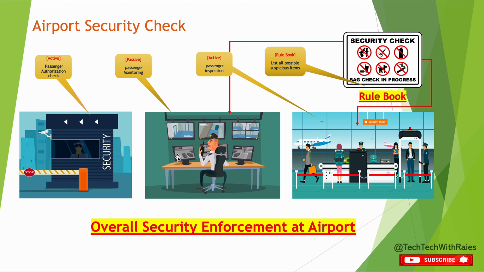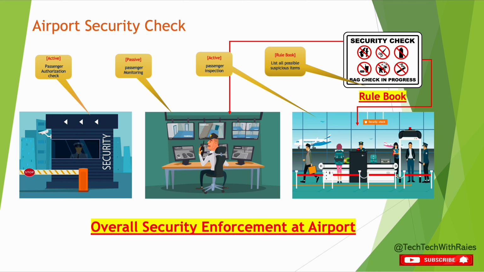The middle one is the passive monitoring, where a person will look for any suspicious activity. If there is any suspicious activity, the person will immediately inform security personnel and the airport authority, and his task is done. The third is where every person will be inspected, and their baggage will be inspected. If you put all together like this, a complete airport security check will look like this.